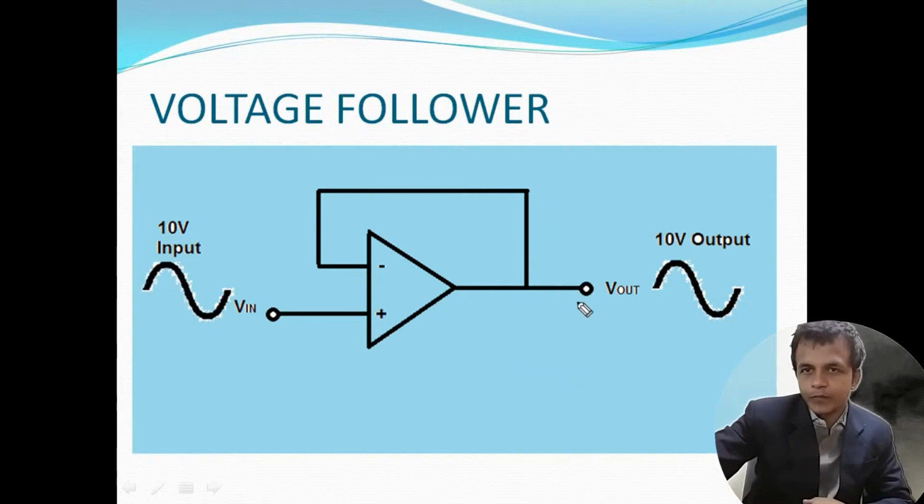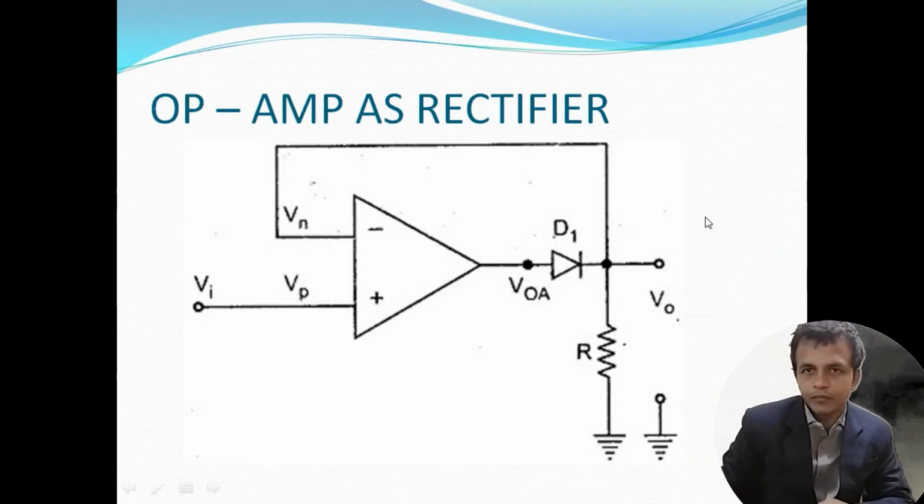Let us see. Instead of connecting the diode after the feedback loop, we have to connect the diode within the feedback loop. So this is how the connection should be made. Again, this circuit performs the rectifying operation. It performs the operation of a half wave rectifier.